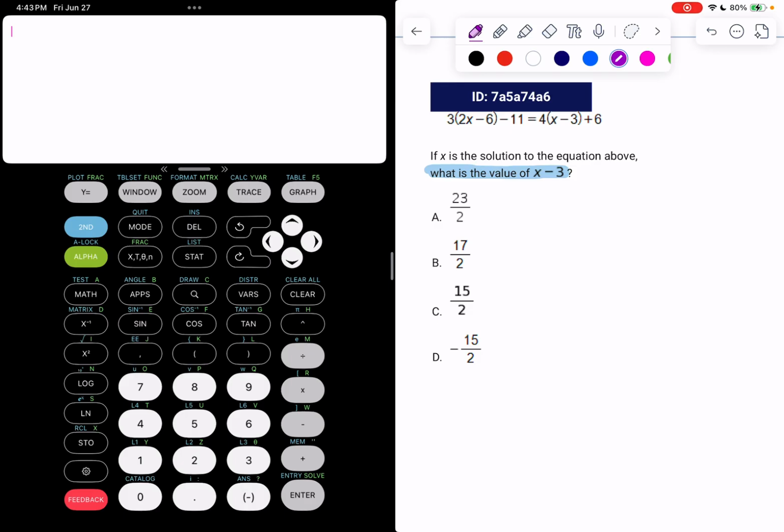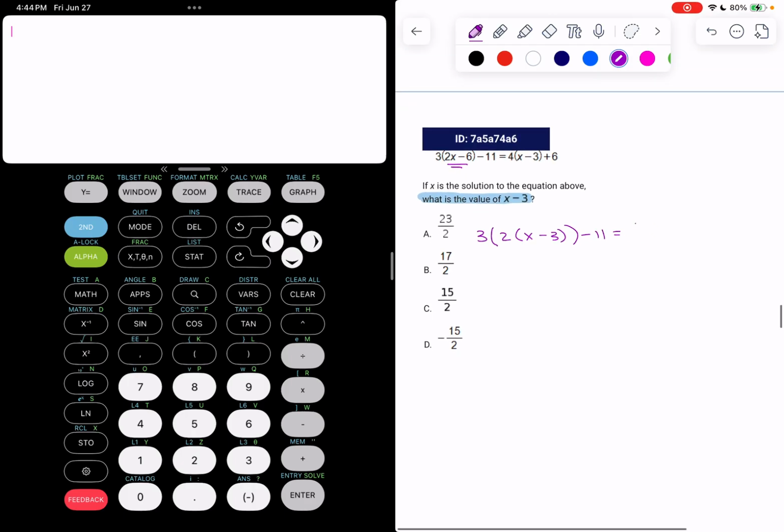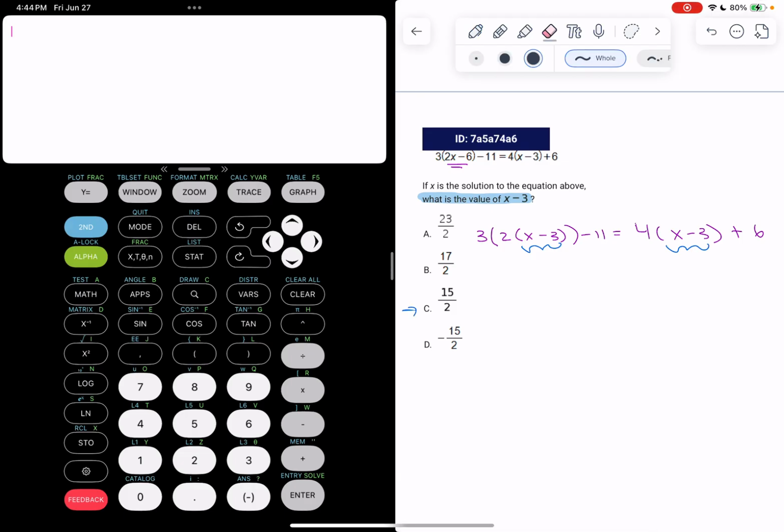So looking at this guy here, I notice if I factor out a 2, I'm going to be left with x minus 3, this thing that I'm looking for. Equals 4 times the thing that I'm looking for plus 6. So now I can use my calculator, and instead of writing x minus 3, I can pop in my answer choices. So let's start in the middle. Let's put in, instead of x minus 3, let's put in 15 over 2, and we'll see if it works.